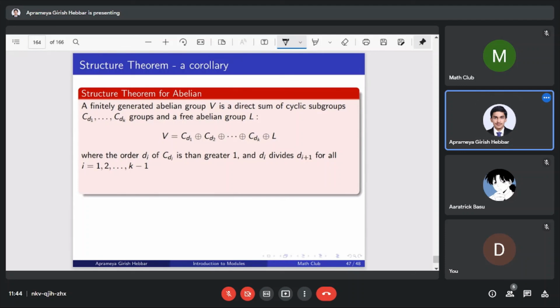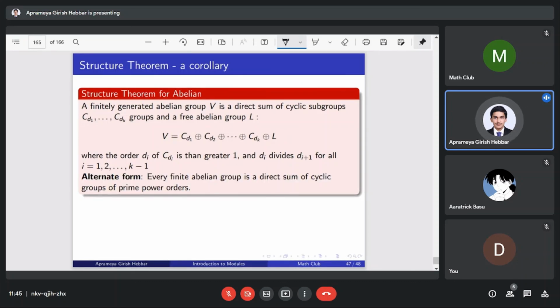Okay, so finally we'll do one application of the fundamental theorem. So if I take R to be Z, right, it's a PID. So I can apply the fundamental theorem. So if V is a finitely generated abelian group, then it is a direct sum of the cyclic subgroups C_D1 up to C_DK and a free abelian group L, right? So these are nothing but, each C_Di is nothing but Z by D1Z, Z by D2Z, and so on. So again, order of each di is greater than 1, and di divides di plus 1.